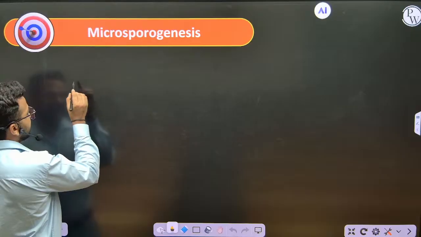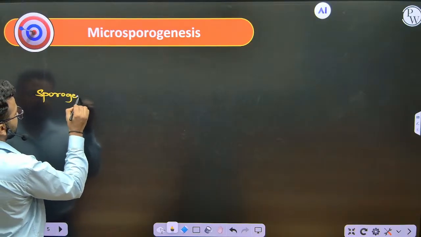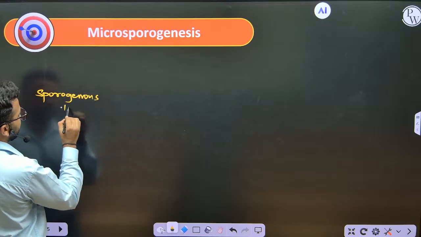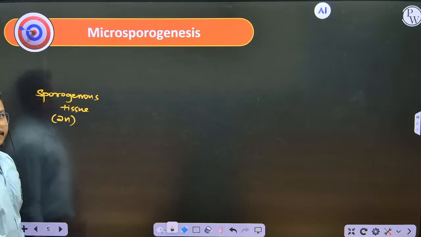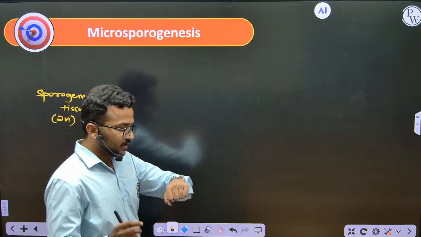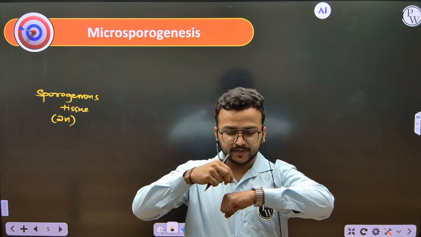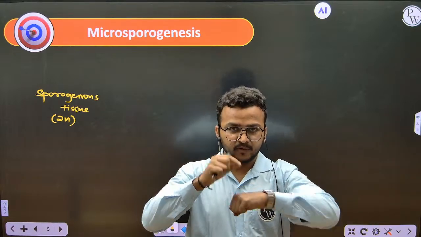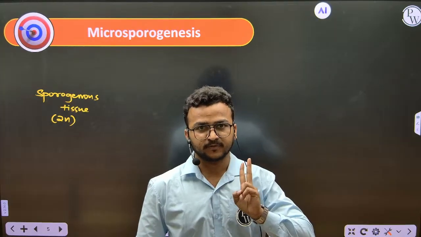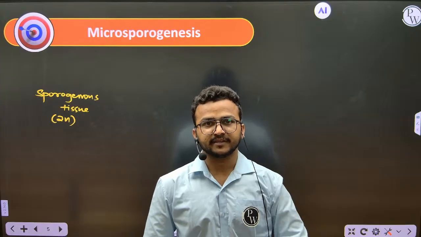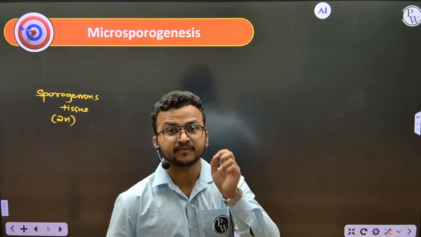Initially there will be sporogenous tissue, which will be in a diploid condition. Diploid is nothing but two sets of chromosomes. If you take a cell of my body and observe it under the microscope, you will see two sets of chromosomes, 23 into 2, so 46 chromosomes, 23 pairs.